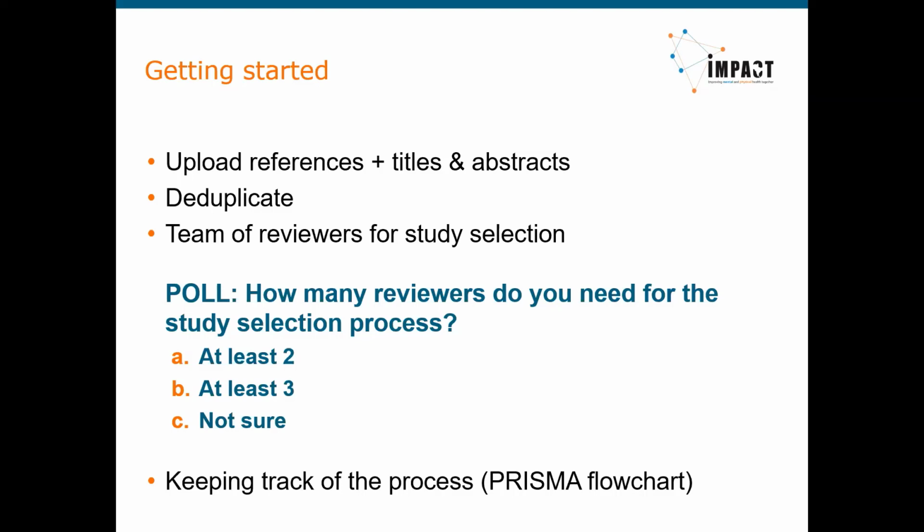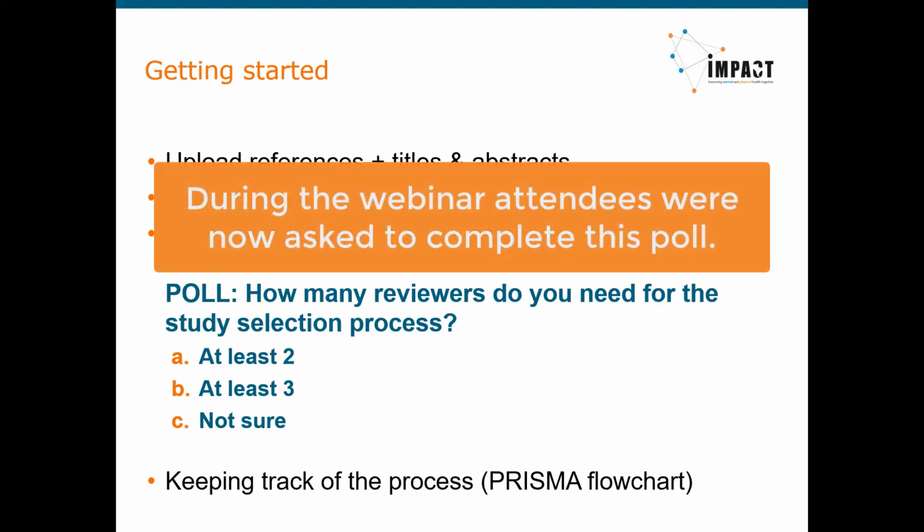The other thing that you need to think of before starting the study selection process is who is going to help you to do the screening. So I just wanted to ask all of you, how many reviewers you think you might need for this study selection process? Whether it's at least 2, at least 3, or you're not sure.